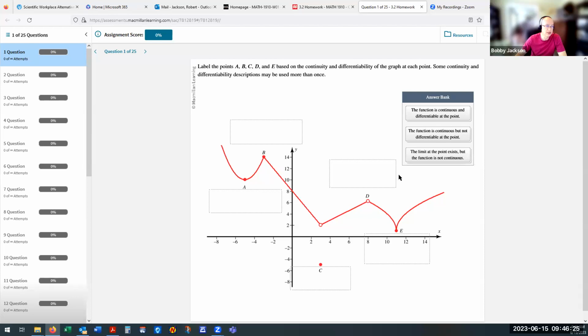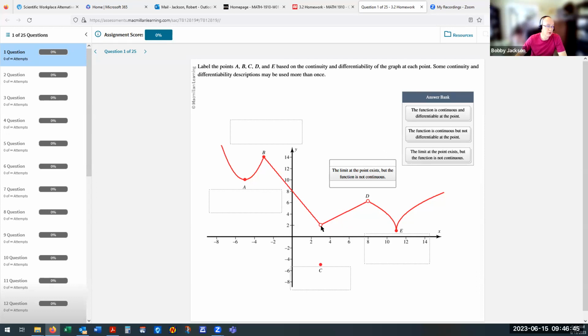So at D, the limit of the point exists, but the function is not continuous because it's not even defined at that point. So remember, the limit has nothing to do with the value of the function at that point. So if I were to fill in this hole at D, the function would then be continuous, but the limit would still exist. Okay. And where else are we not continuous?